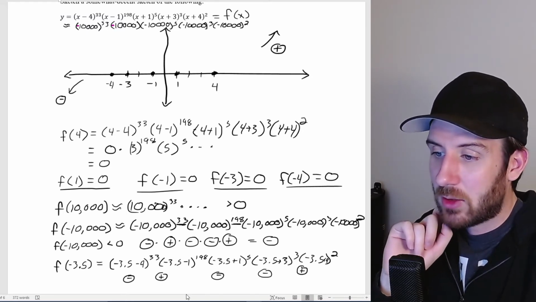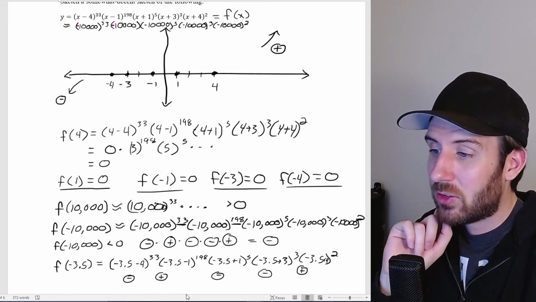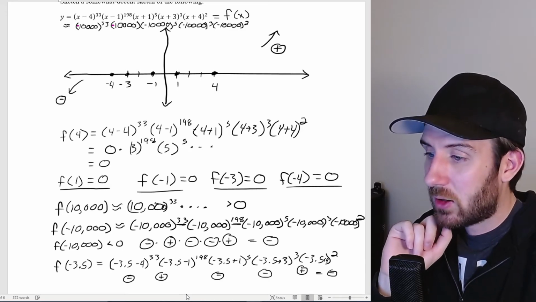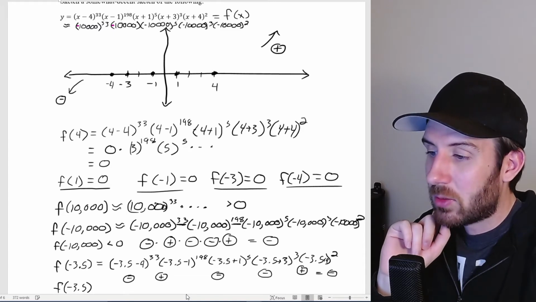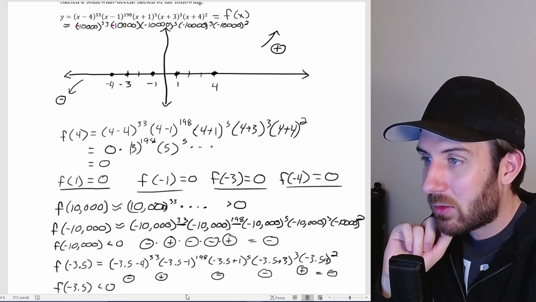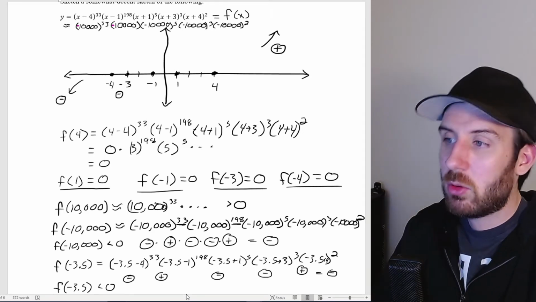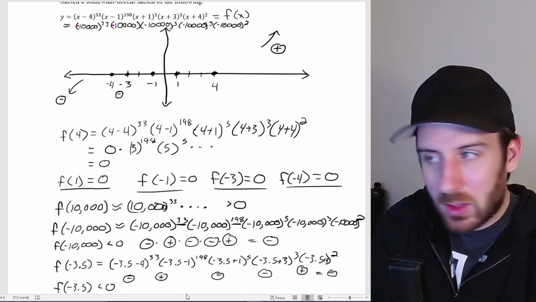This is negative times positive times negative times negative times positive. So again, this is going to be something that is negative. And we could write that in here. The f of negative 3.5 is something that is going to be negative. So we'll put that in right here. This is actually going to be a negative value right in here. And we could keep going through all of this, but I bet you there's an even faster way.